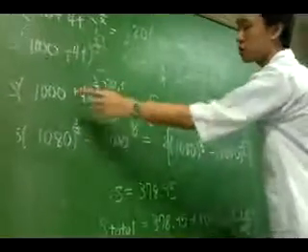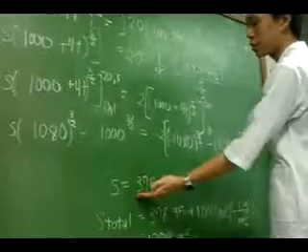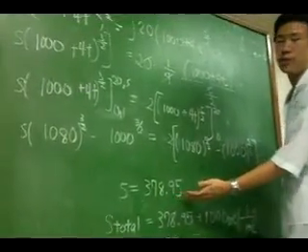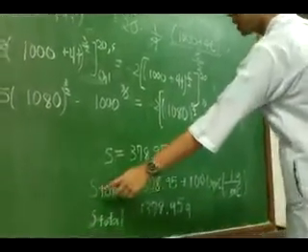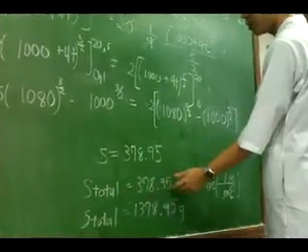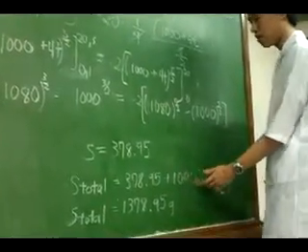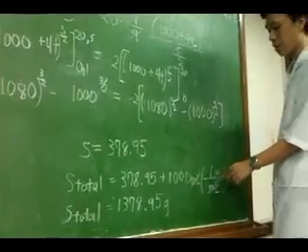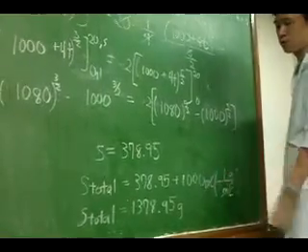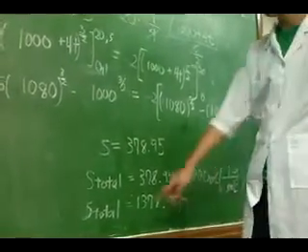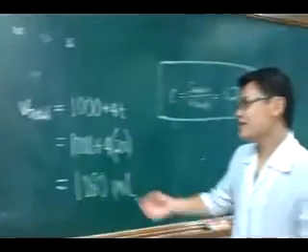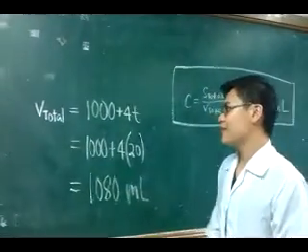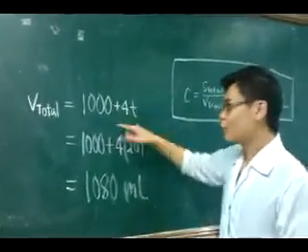So substituting the values, we got the answer 378.95 grams of the concentration. So the S total will be 378.95 plus 1000 ml times 1 gram per ml. So the mLs will cancel, so the grams will remain. So S total will be 1378.95 grams.